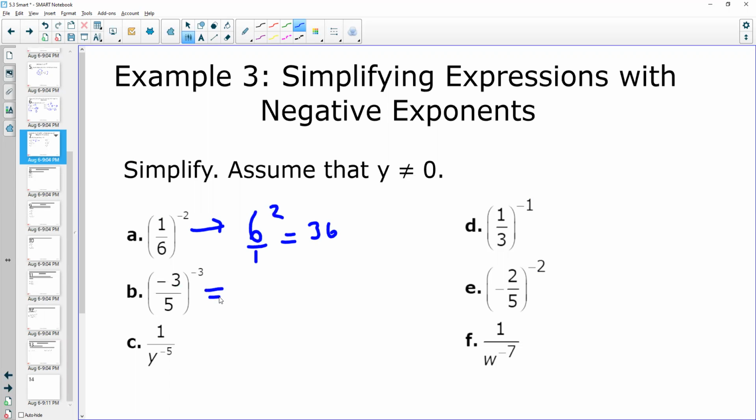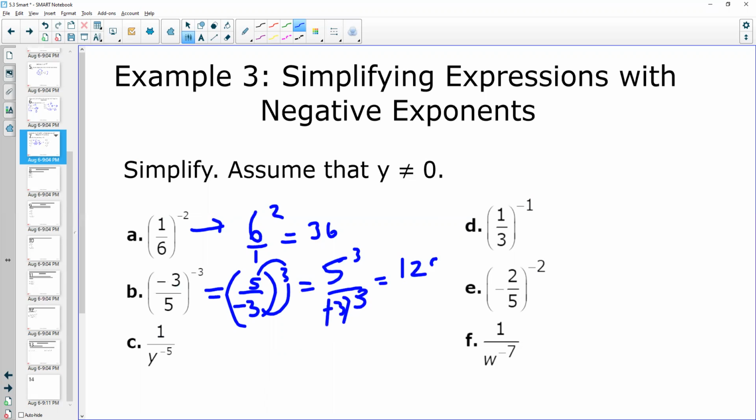Negative 3 over 5 to the negative 3, I flip the fraction, becomes 5 over negative 3 to the power of 3. And then I have to distribute that exponent. So 5 to the third on top, negative 3 to the third on the bottom. That's going to get me 125 over negative 27.